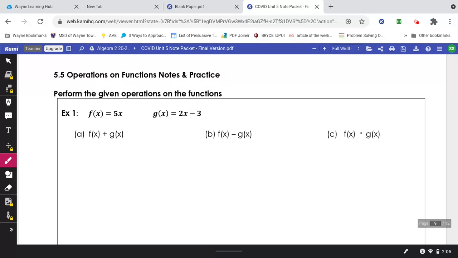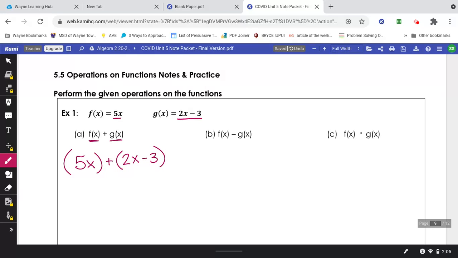Anytime you see f of x, you're just going to plug in what f of x is equal to, 5x. I like to keep that in a parenthesis. Then bring down the plus sign. And when you see g of x, you just substitute in what the g of x equation is equal to, 2x minus 3.